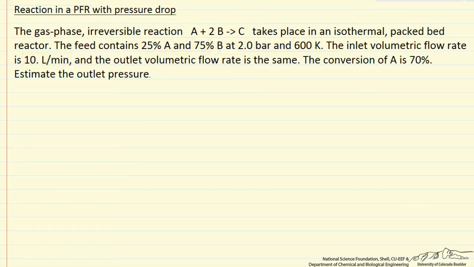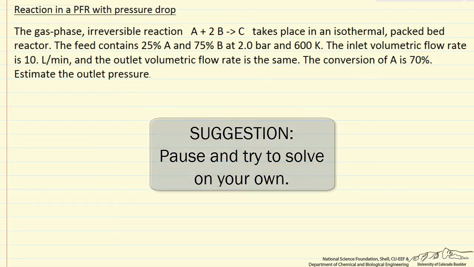It says the outlet volumetric flow rate is also 10 liters per minute, and the conversion is 70% for reactant A. And the question is, what is the outlet pressure?